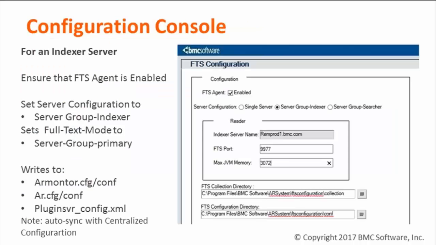So this screenshot demonstrates configuration for an indexing server. The FTS configuration console is a vendor form and it's accessed via a plugin. You use the FTS agent box to enable or disable the FTS plugin processes in the AR monitor file. If you select this checkbox, the FTS plugin processes are automatically uncommented in the AR monitor file.